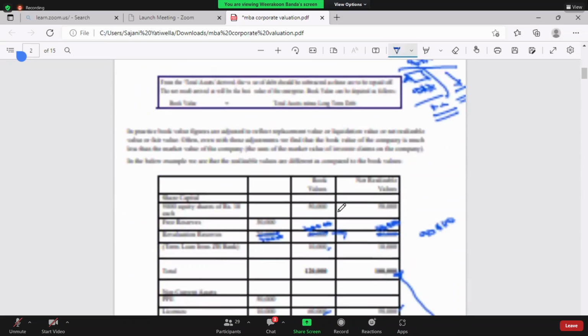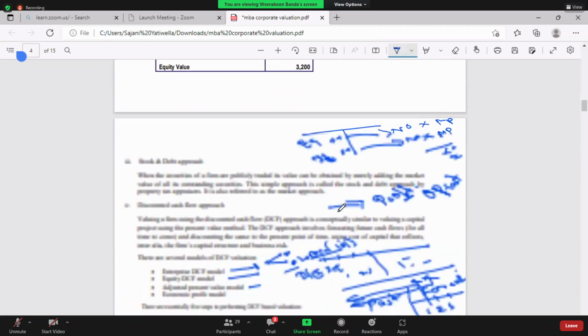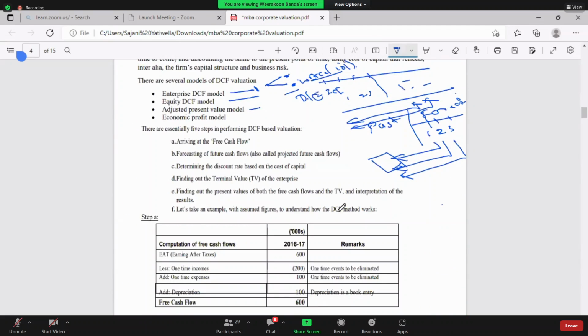Book values, earning base values, and then some. You don't need to go into details here for this. And get the idea. If you don't have any other questions, we can stop now.